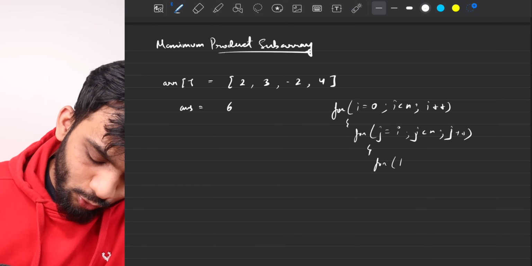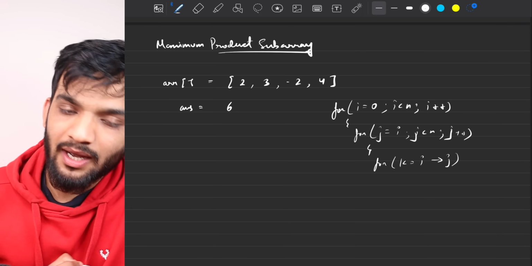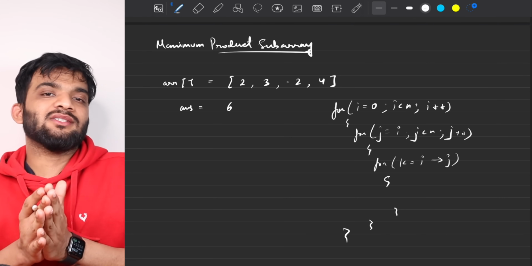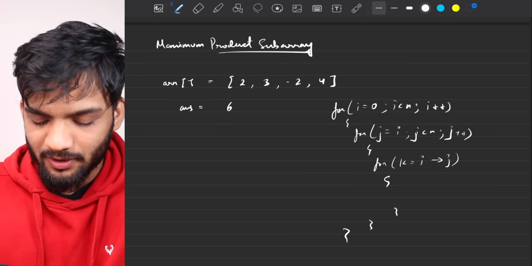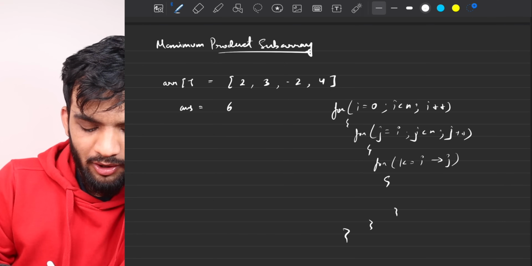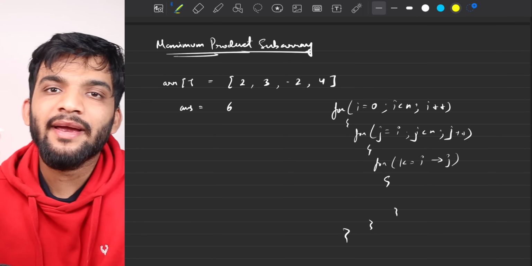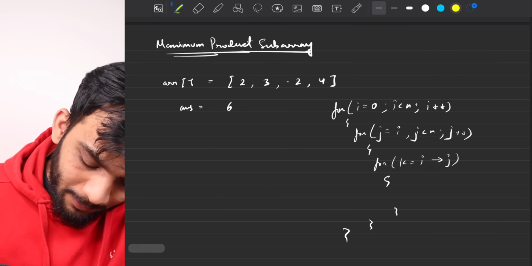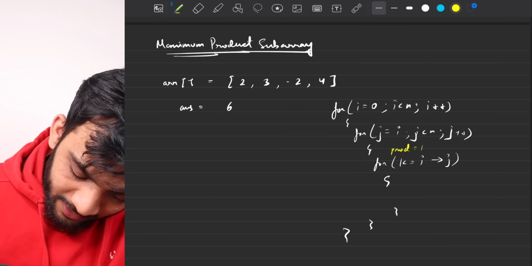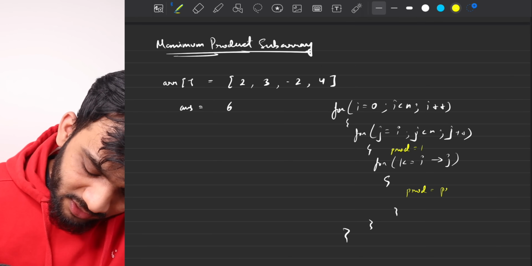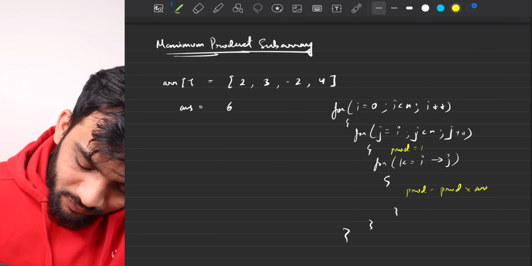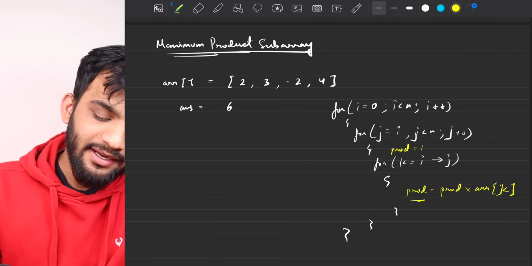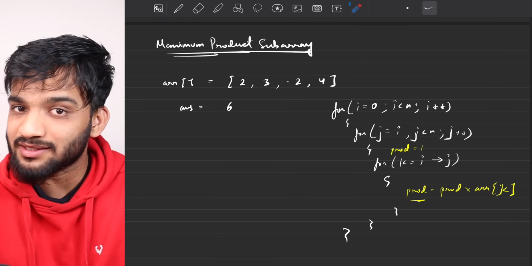So maybe we can run another loop which goes from i to j. So there will be 3 loops. If you run 3 loops, it will always give you all the subarrays. This is the standard procedure. What am I looking for? Product in a subarray. How do I get the product? I'm going from i to j. That is the subarray. Maybe I can keep a product as 1, and every time I'm going, I can do product equal to product into array of k. Perfect. This will give me the entire product from i to j, that is the subarray.